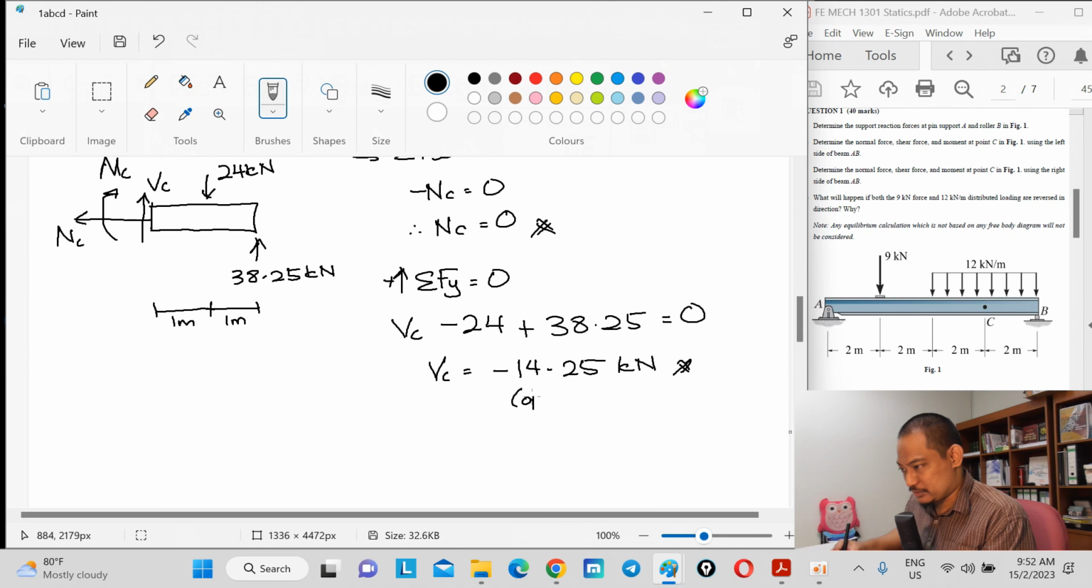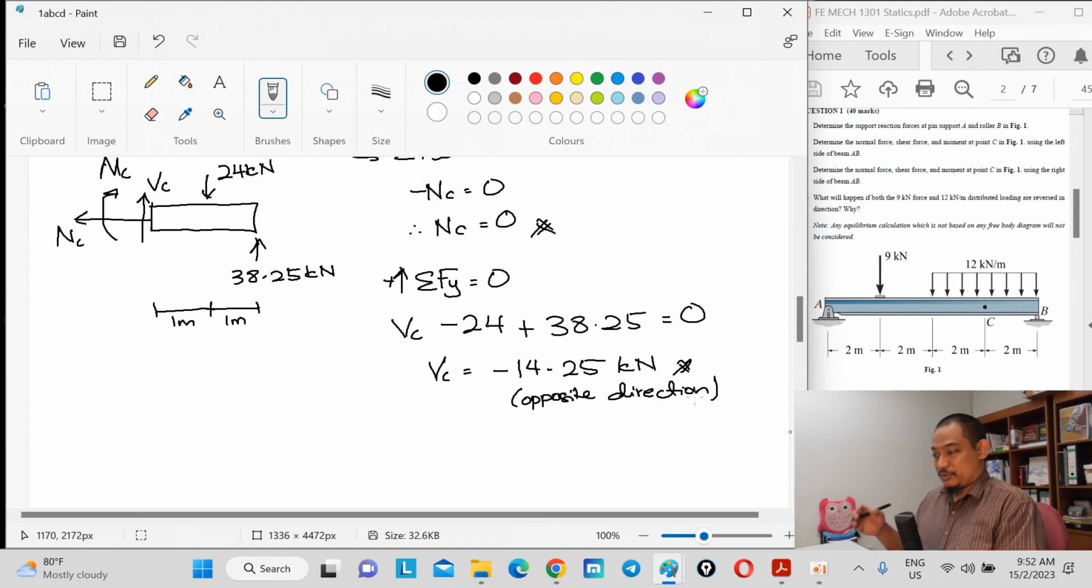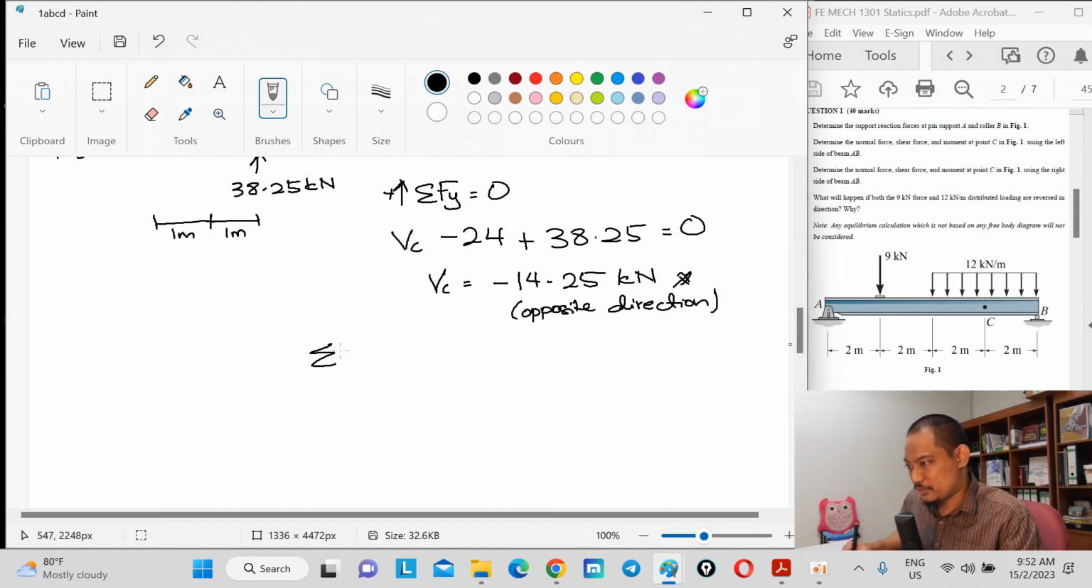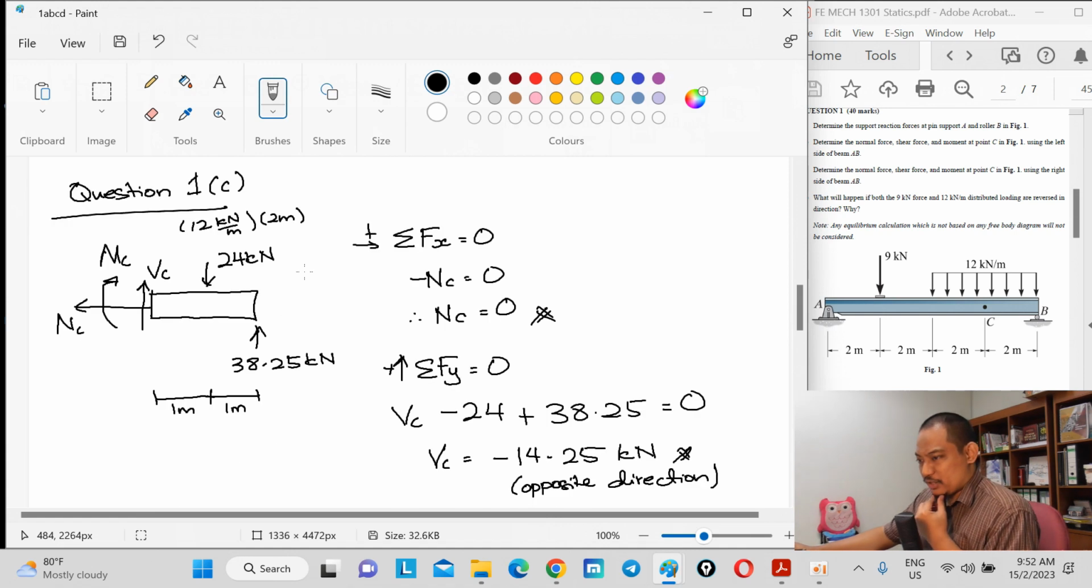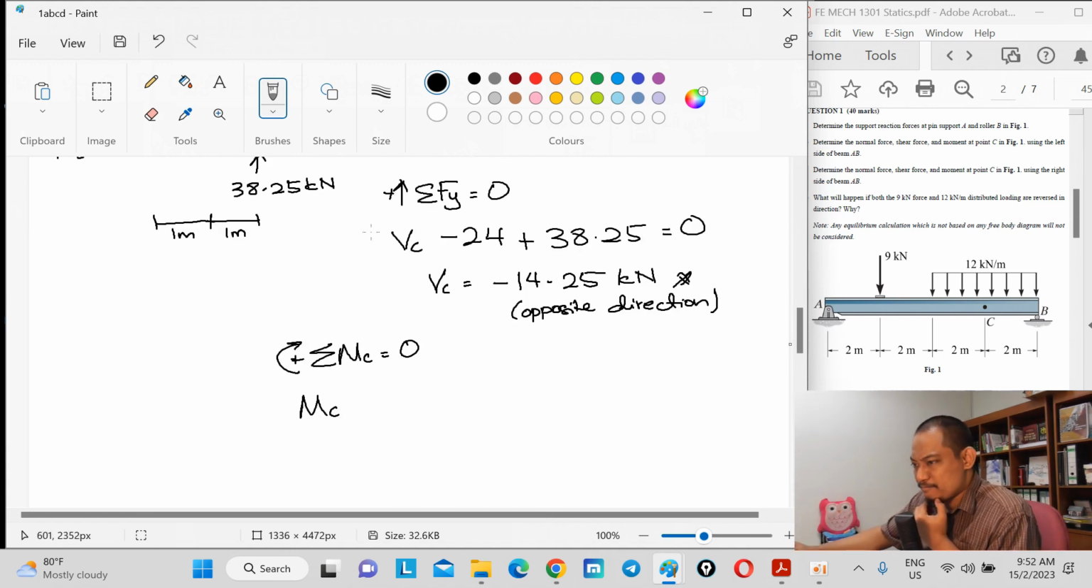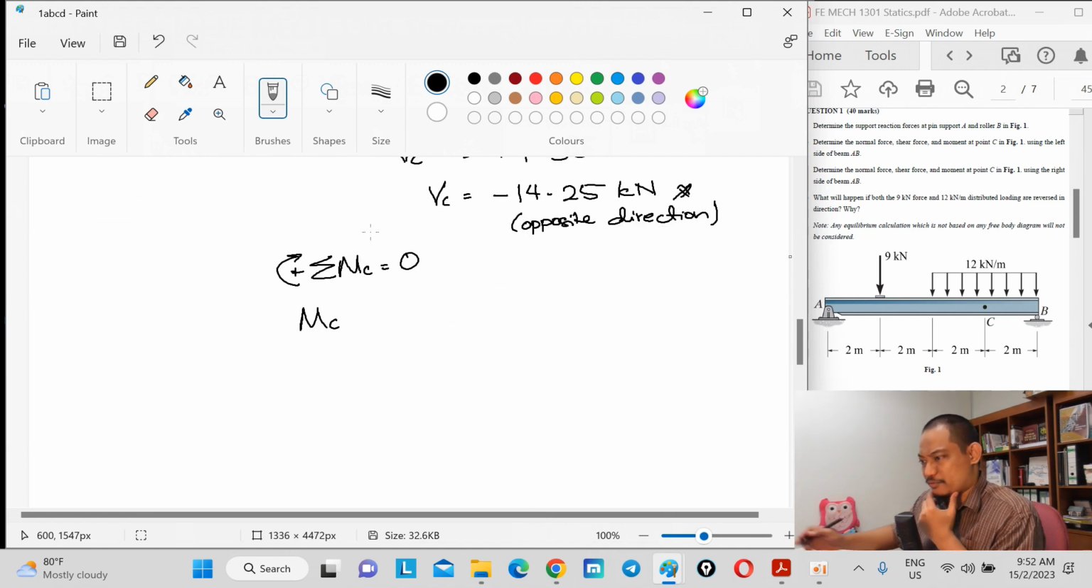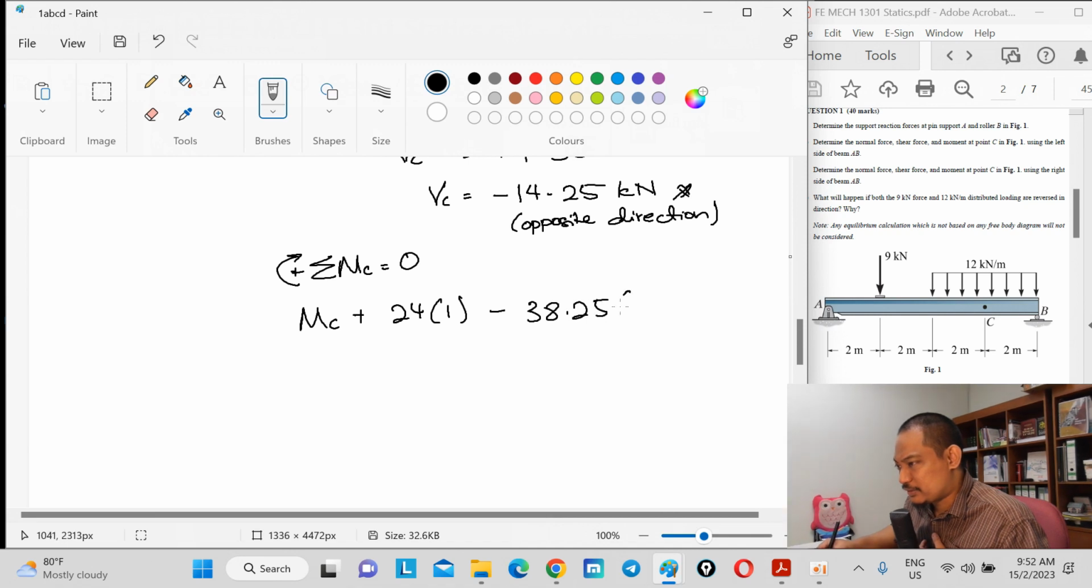Again, this is opposite to the drawing. Another one is moment. Summation of moment about point C equal to 0. Let me consider clockwise, so that the moment there becomes positive. So you have MC, and then you have 24 times 1 plus 24 times 1 minus 38.25 times 2 equal to 0.